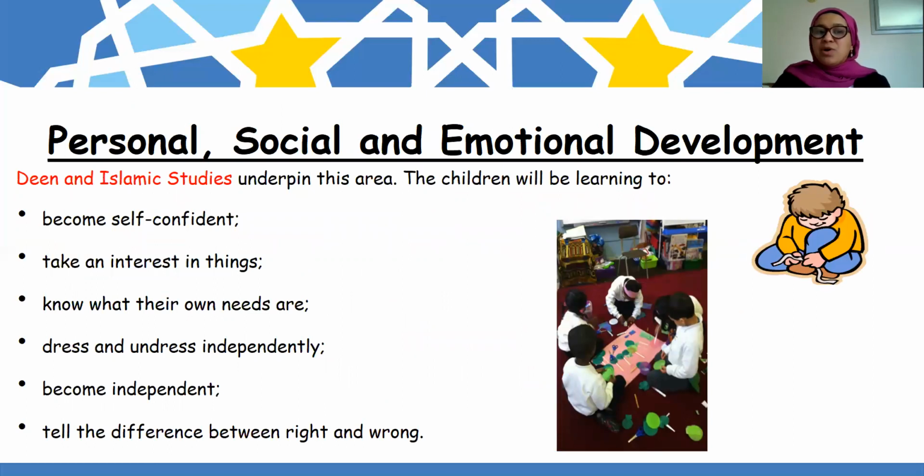Personal, social, and emotional development. Deen and Islamic studies, alhamdulillah, is offered at Islamia Primary, and underpin this area. The children will be learning several things in this area. For example, becoming confident, taking an interest in the world around them, knowing what their own needs are, becoming more independent in tasks relating to self-care, and also to know the difference between right and wrong.